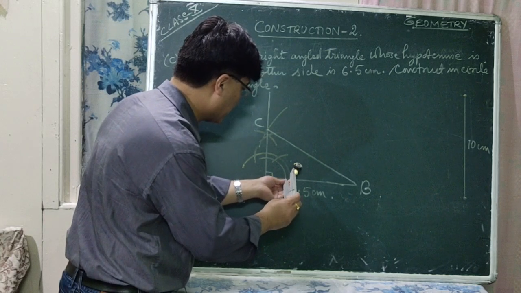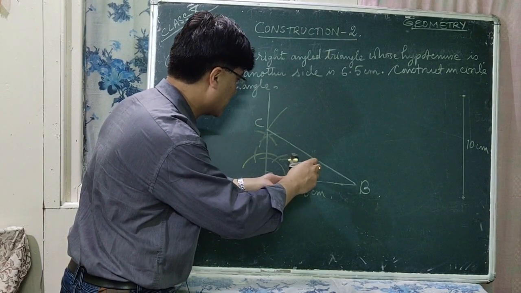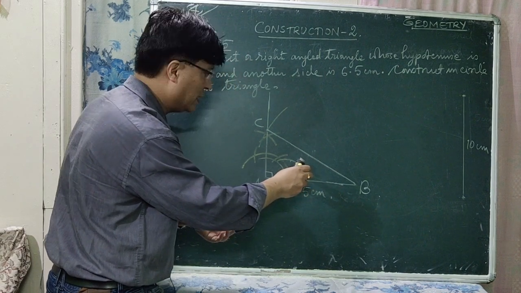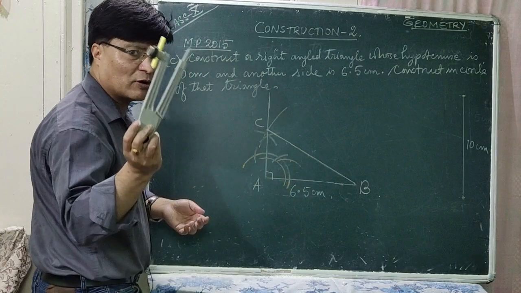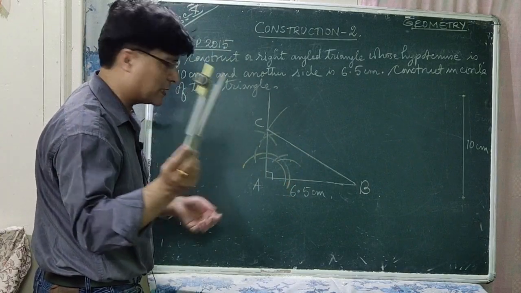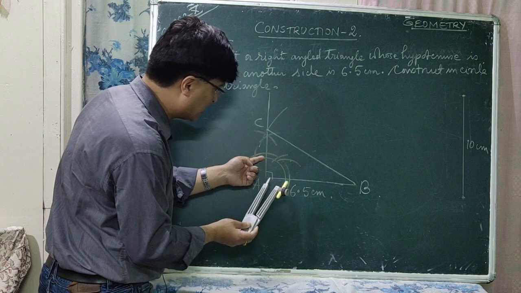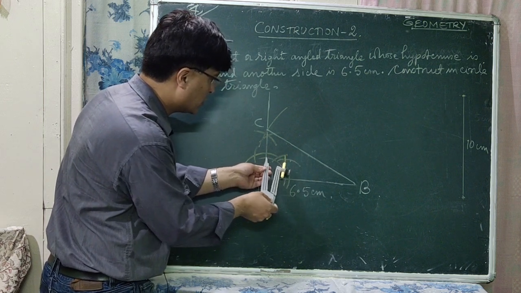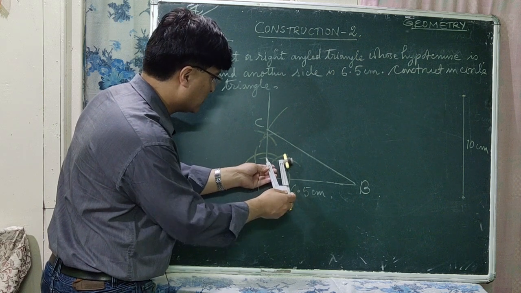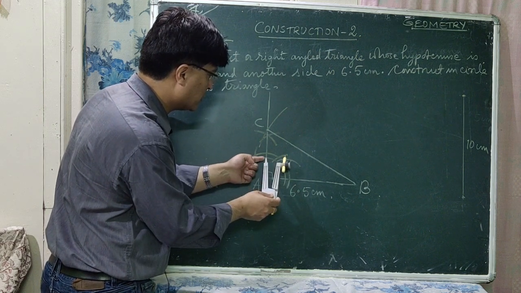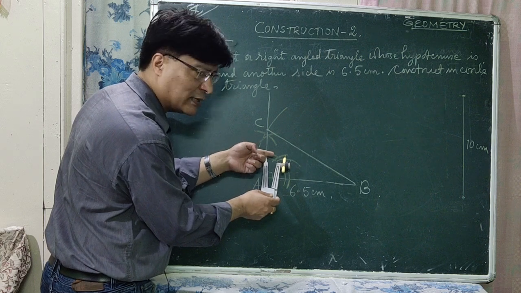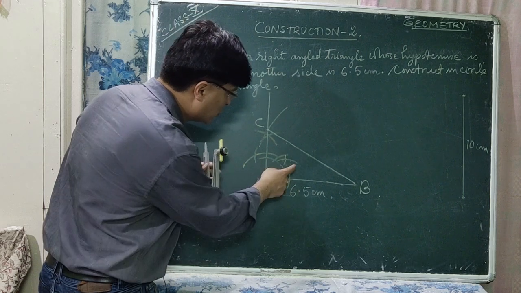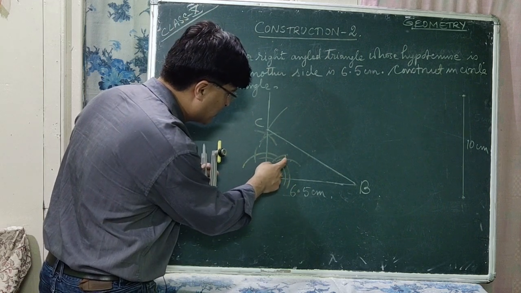And keeping the pointed needle at this point, you draw an arc out here. Okay. We have drawn an arc out here. Don't change this compass again. And keeping the pointed needle at this point, you draw an arc. That arc must meet the previous arc. Okay. So both these arcs are meeting at this point.